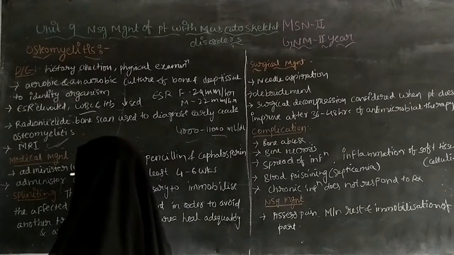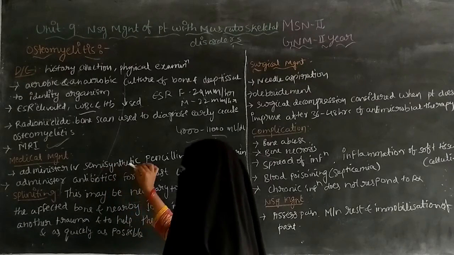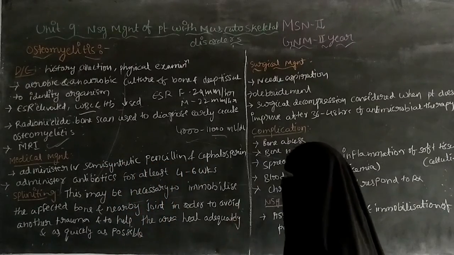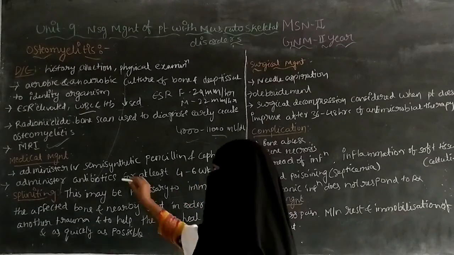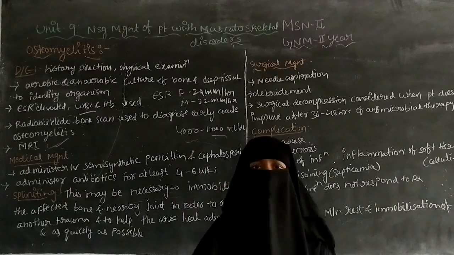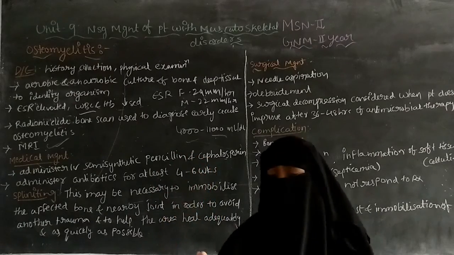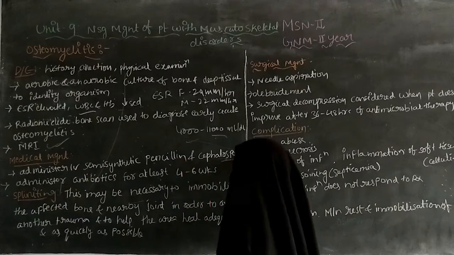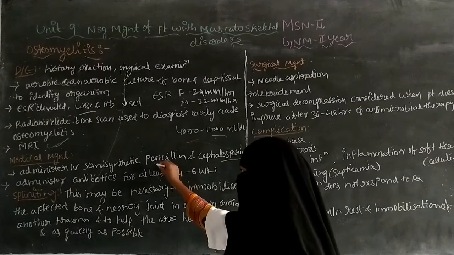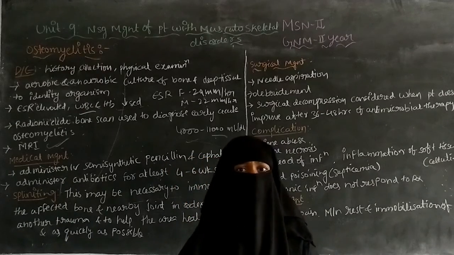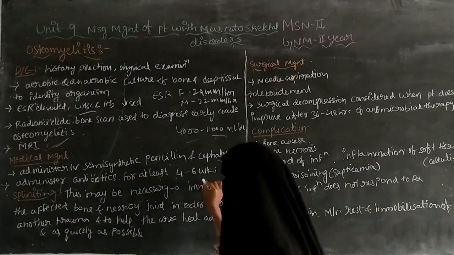Next is medical management. In medical management we administer IV semi-synthetic penicillin and cephalosporin. We administer these medications by the IV route. Penicillin and cephalosporin are antibiotics, and they are the primary treatment for osteomyelitis. Next, administer antibiotics for at least 4 to 6 weeks.